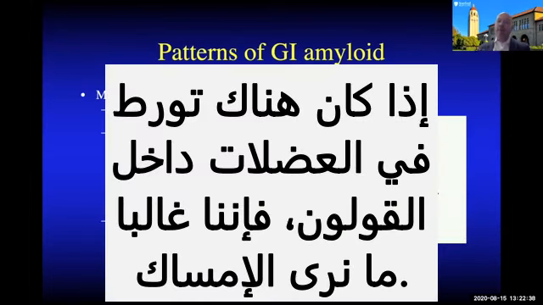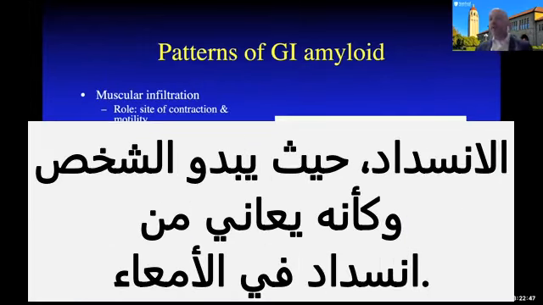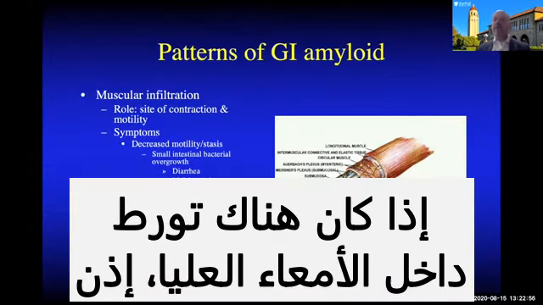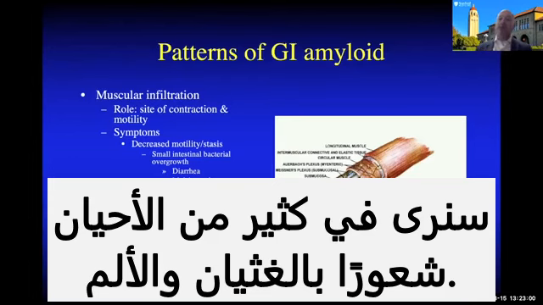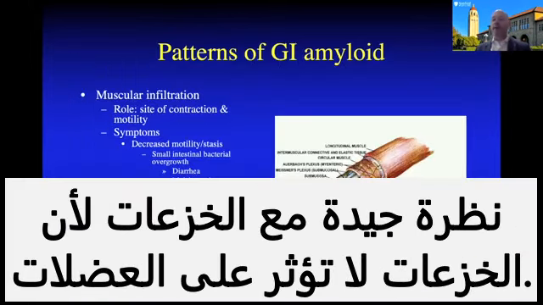If there's muscle involvement within the colon, we often see constipation. And there is this condition that we can see that's referred to as pseudo-obstruction, where someone's presenting almost as if they have a bowel obstruction, but the problem is that the muscles are not pushing things through. If there's involvement within the upper gut, then we often will see a sense of nausea and pain. And typically, this area of involvement is one that we're not going to get a good look at with biopsies because the biopsies don't affect the muscles.